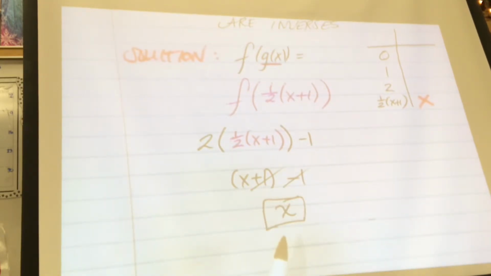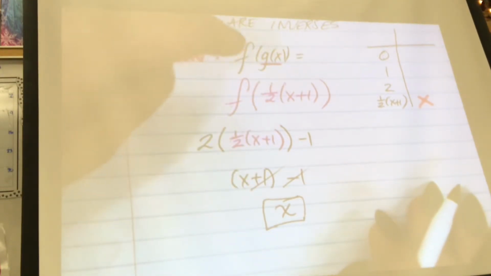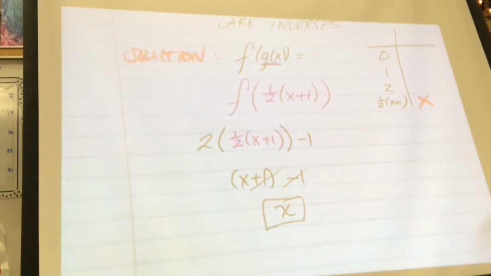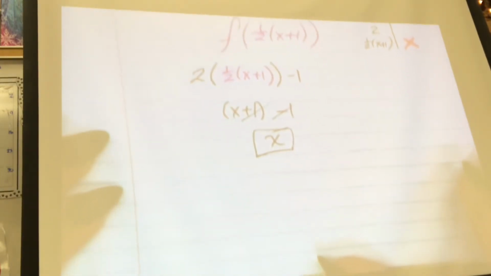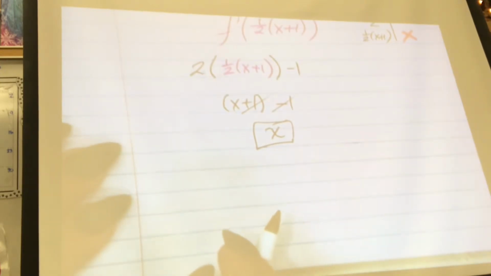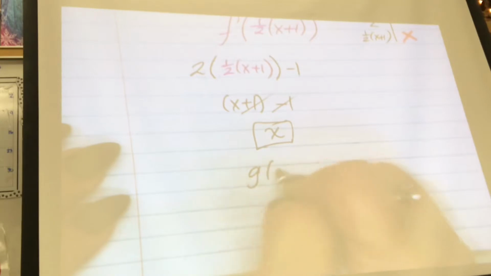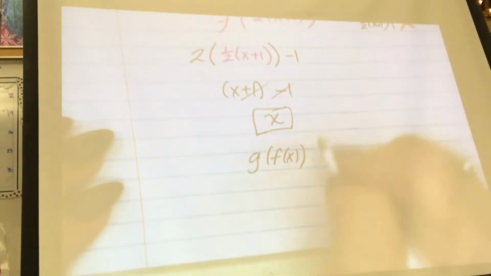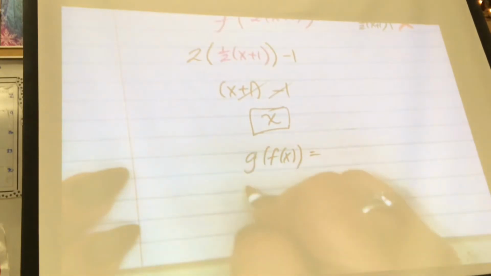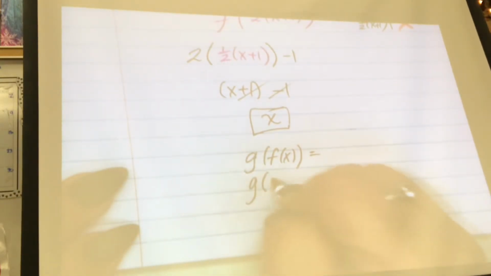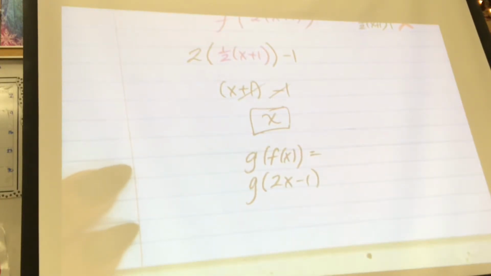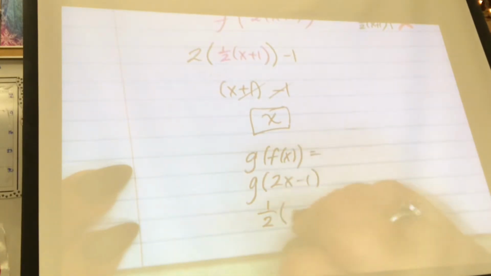What else do you have to do? You put g inside of f, but you also need to put f inside of g. You need to go in both directions. Okay? So this is the first part of the solution. Now we need to show g of f of x. So I need g with f in it this time. So that means I'm going to do 1/2, and instead of x, I'm going to plug in 2x minus 1.